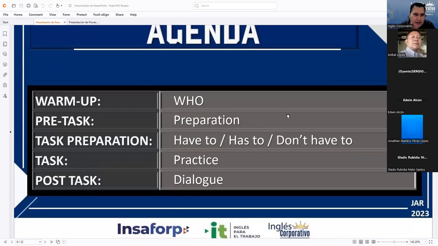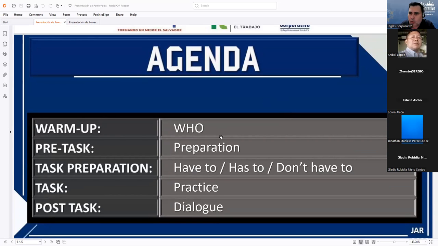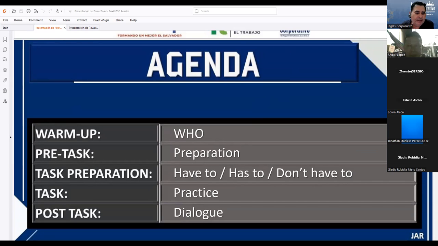And in the agenda, we have who, preparation, have to, has to, don't have to, practice, and to finish a dialogue. Okay, so this is in the agenda. Now let's go to the attendance.